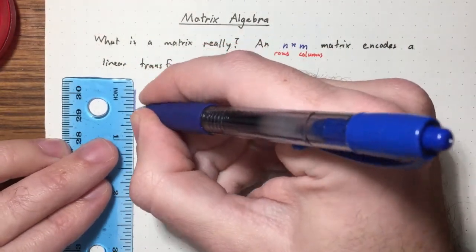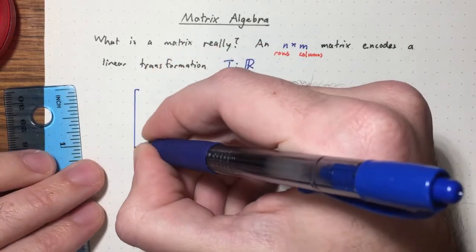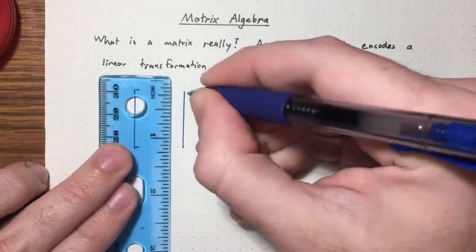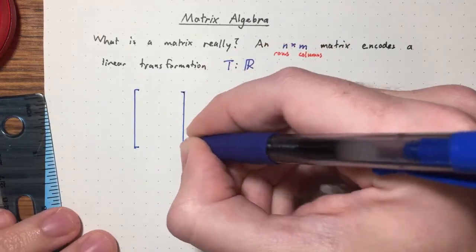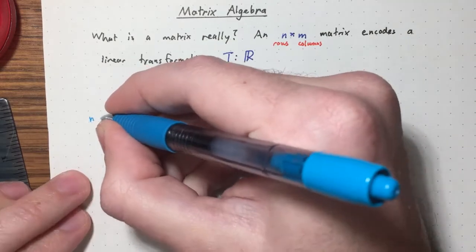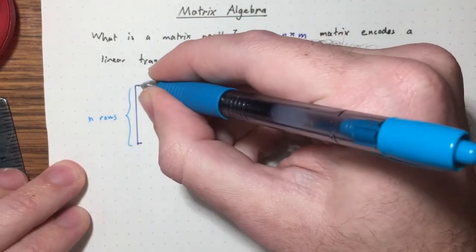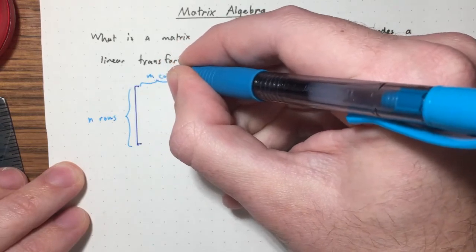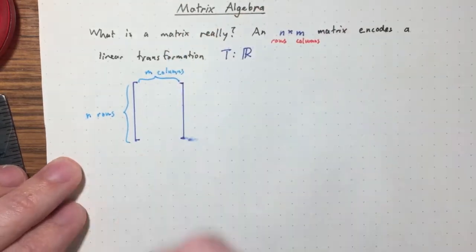Let me draw a matrix. I'm going to draw a matrix with n rows and m columns. So I'll make it look rectangular, not too square. Okay, so we have n rows, and we have m columns. So in this example, m is less than n, but it doesn't have to be.